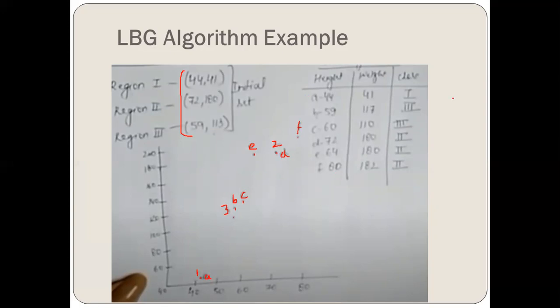Now the same thing we have to do. Which one is closer? For A, 1 is closer. For B, 3 is closer. For C also 3 is closer. For D, 2 is closer. For E, again 2 is closer. Here you can see it is far from 3, it is far from 1, so it is closer to 2 only. And for F, it is closer to 2.